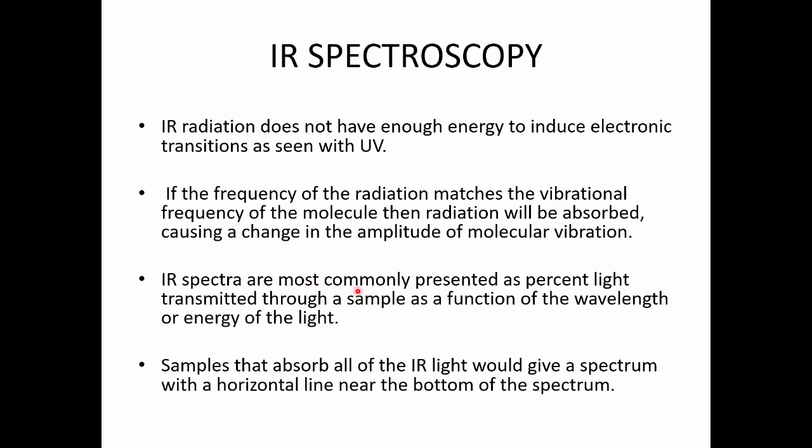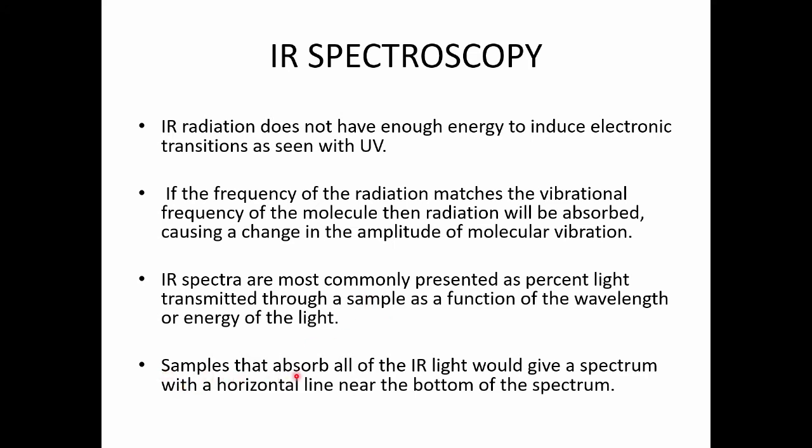Infrared spectra are most commonly presented as a percent of light transmitted through a sample as a function of the wavelength or energy of light. Meaning, as we shoot infrared light into our sample, we detect how much light has passed through. So we're detecting what has been transmitted. And comparing what we shot at the beginning versus what we got at the end, we can figure out how much of the light was absorbed by the compound.